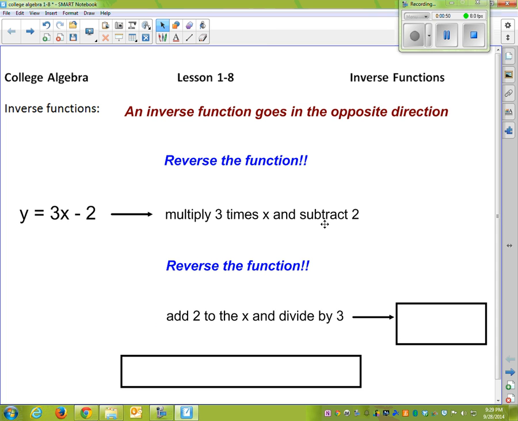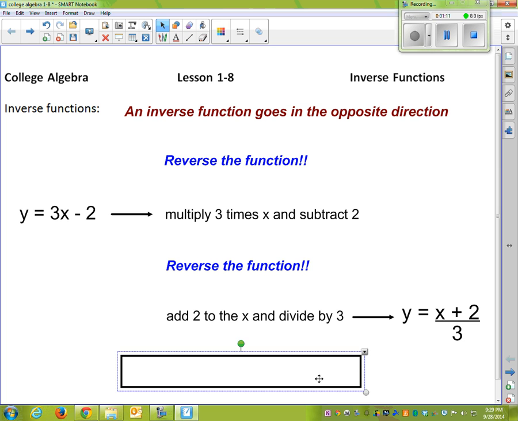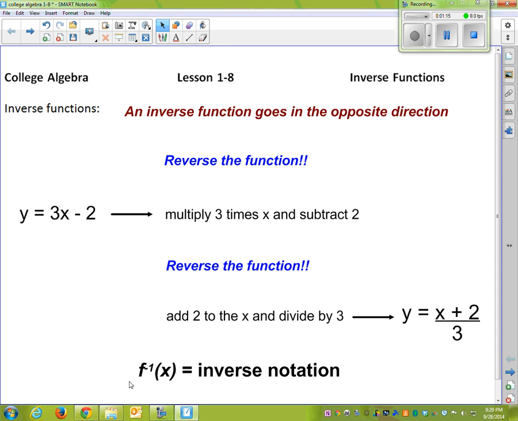So instead of subtracting 2, we add 2 to the x, and then instead of multiplying by 3, we divide by 3. So the inverse function of y equals 3x minus 2 is y equals (x plus 2) over 3. You're doing things in the opposite order. The notation for inverse function is f with the superscript -1 of x. I read this as f inverse of x.